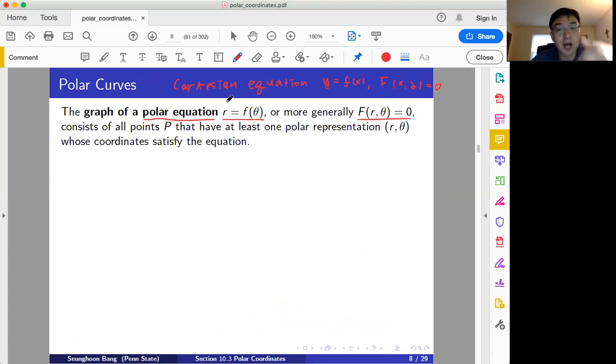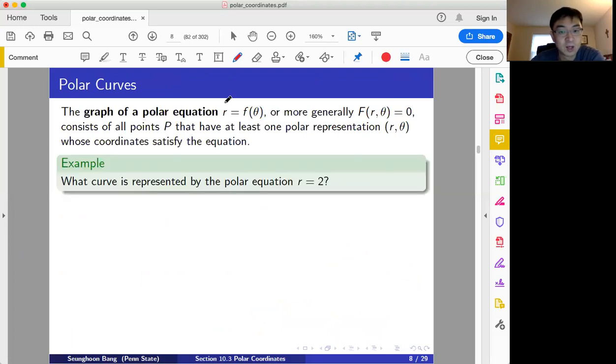Anyway, you need to know two kinds of equations, the polar equation and the Cartesian equation, both of them. Here, in this example: what curve is represented by the polar equation r equals 2? What do you think? So here, 2, 0 is one point. So what about examining r equals 2?